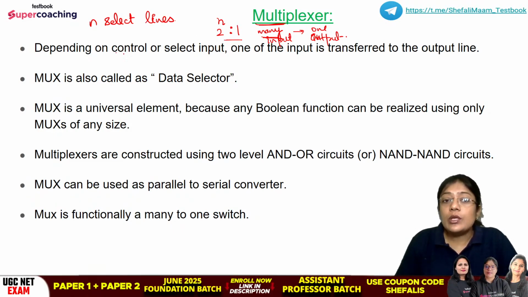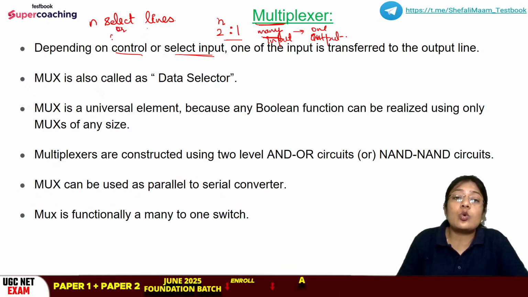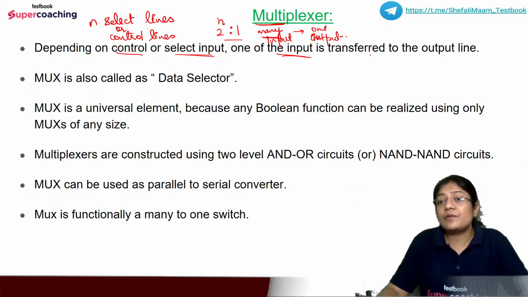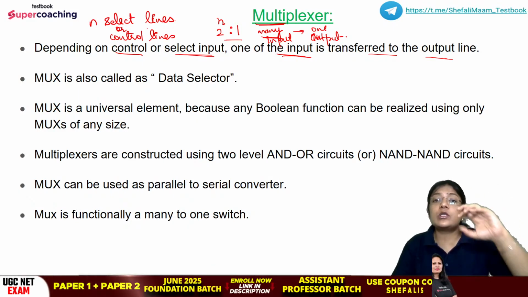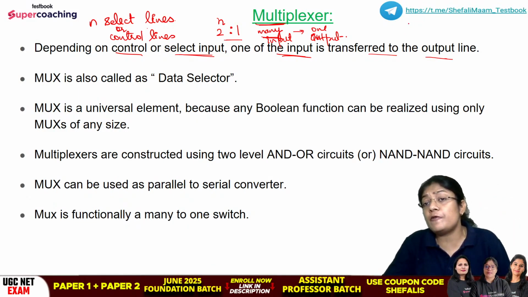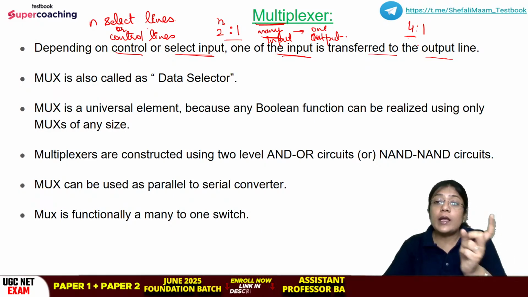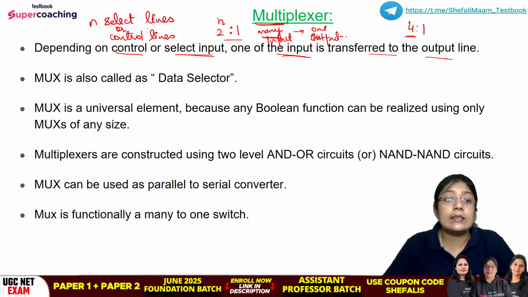So depending on the control or the select input, select lines या control lines, आप select lines बोल सकते हो, you can also call this the control lines. So depending on the select lines or the control lines, one of the inputs is transferred to the output line. जो आपके पास 2 raised to power n inputs है, for example 4 inputs are there. अगर मैं 4 raised to 1 multiplexer की बात कर रही हूँ, this means that we have 4 inputs. 4 inputs में से कौन सी input है जो output line पे जाएगी? That will be selected by the select lines.